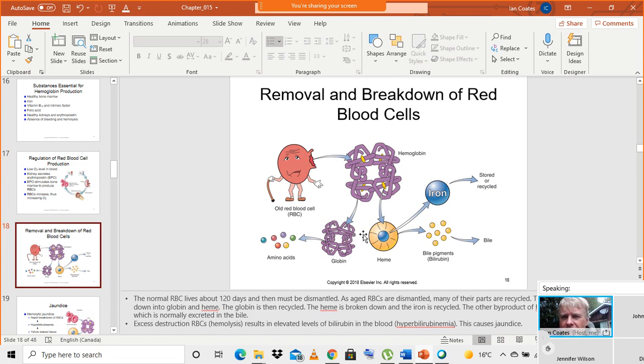Removal and breakdown of red blood cells. Okay, normal RBCs there, they last about 120 days, so anywhere from 3 to 4 months, and then they get the chomp. Okay, but nothing is wasted. Everything is utilized as best as it possibly can be. Okay, so old RBCs, they're dismantled, but everything there is kept.